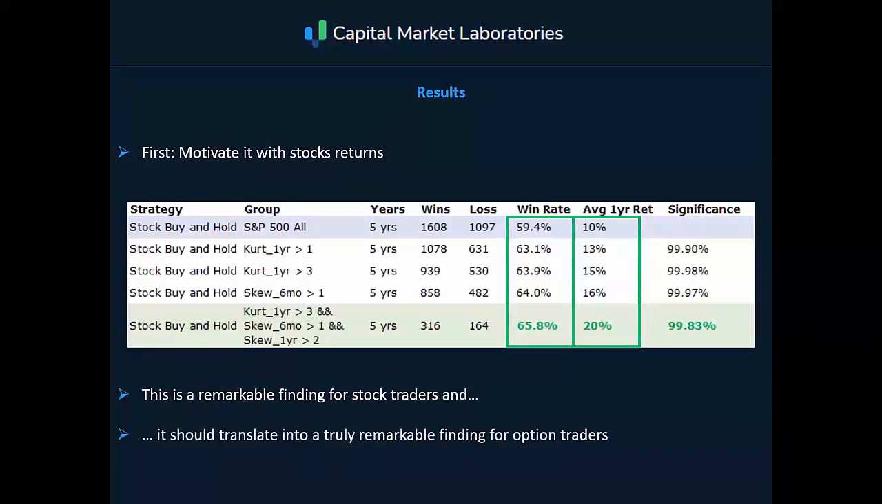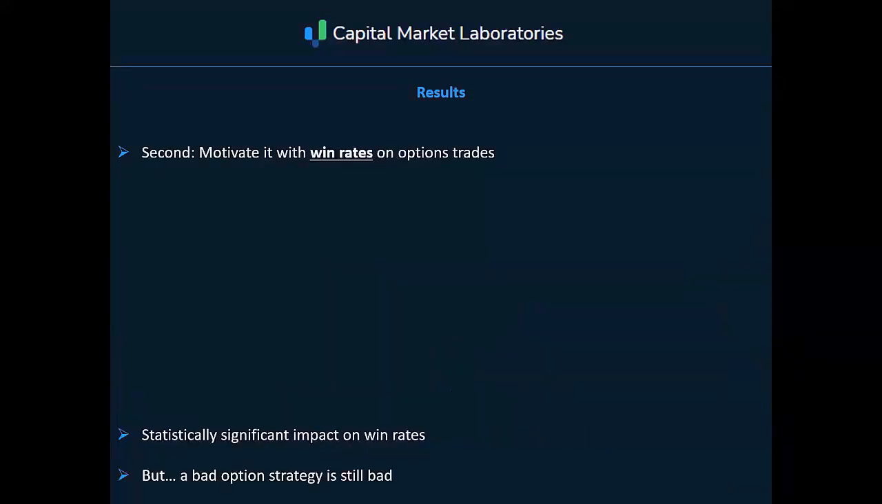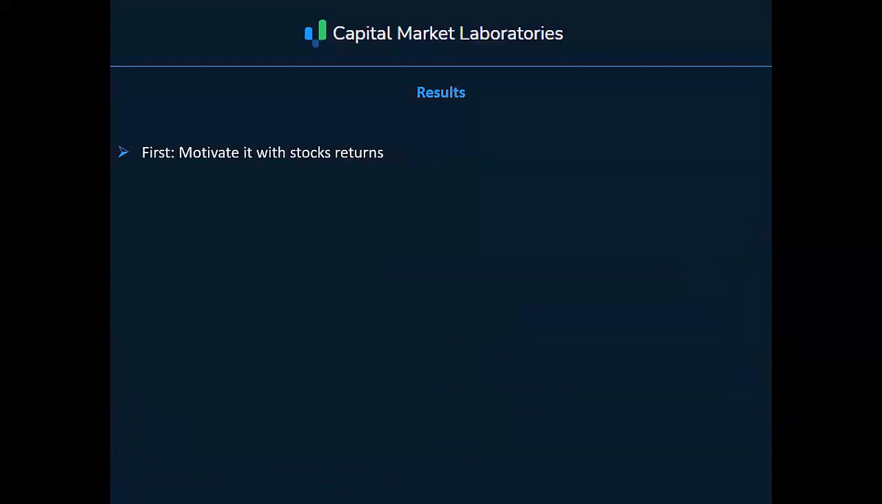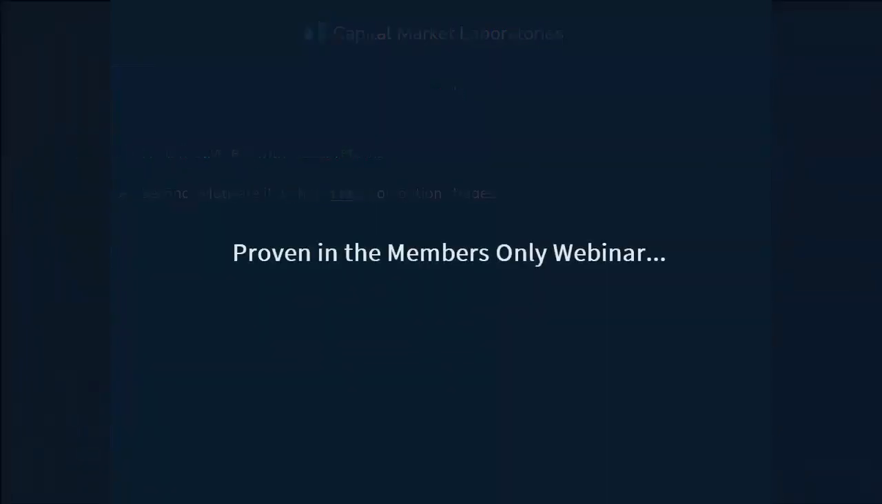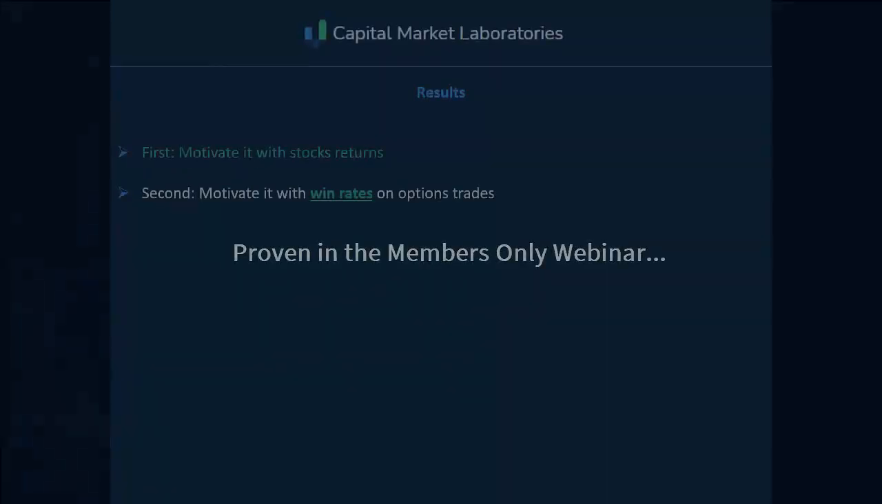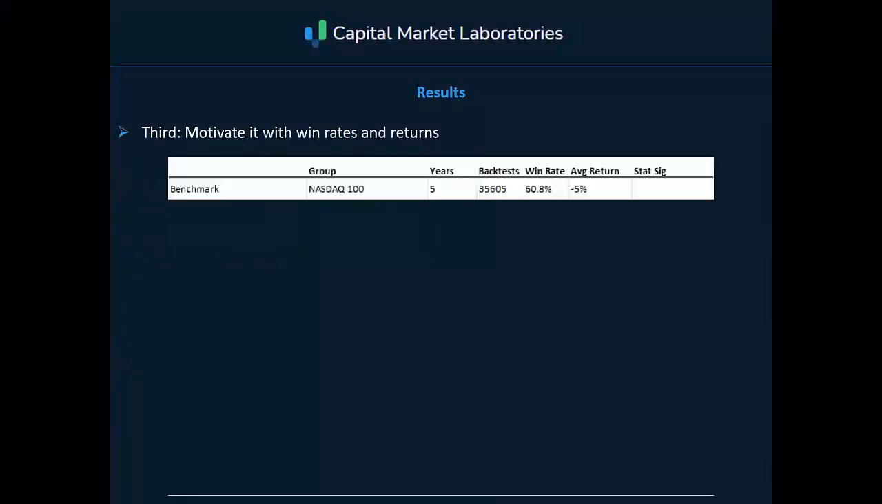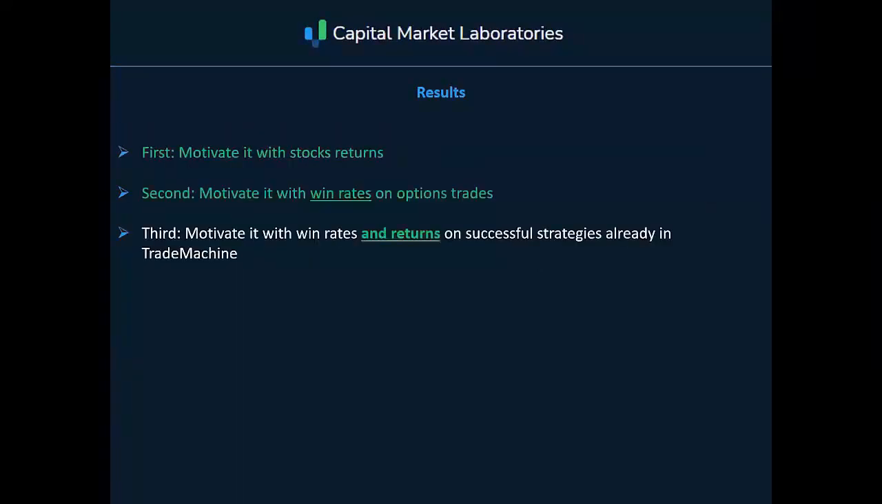So it's a remarkable finding for stock traders, and it should translate into a truly remarkable finding for option traders because options are levered. I said first I would motivate it with stock returns. It being return distribution characteristics. I did that. Then I said I would motivate it with win rates on option trades. It being return distribution characteristics. Then I said I would motivate it with win rates and returns on successful strategies that already exist in TradeMachine. Now, let me prove it to you.